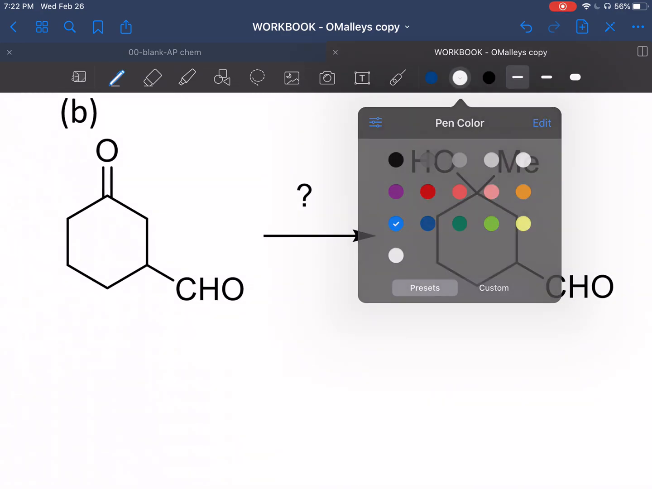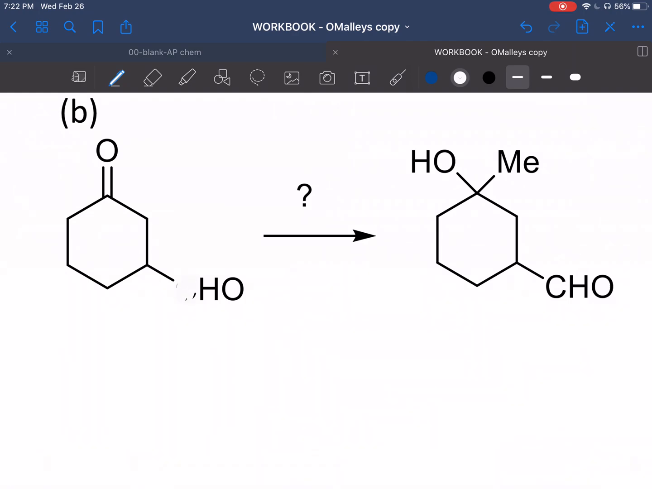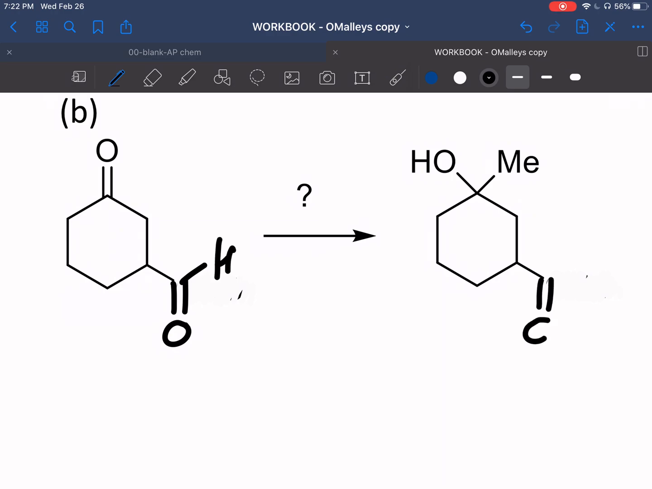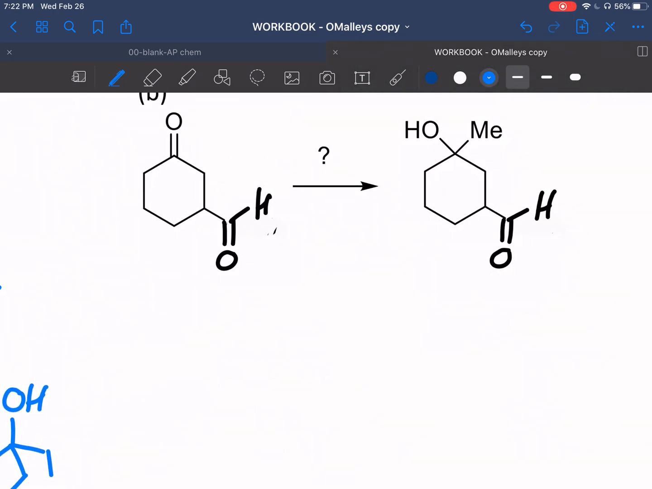I find it always useful to draw out the aldehyde, so maybe you did that too. Remember, CHO is an abbreviation for an aldehyde, and I'm just going to draw right on top of it and show what the carbonyl looks like. And you might have wondered, how am I going to do this if both ketones and aldehydes react in this type of chemistry?